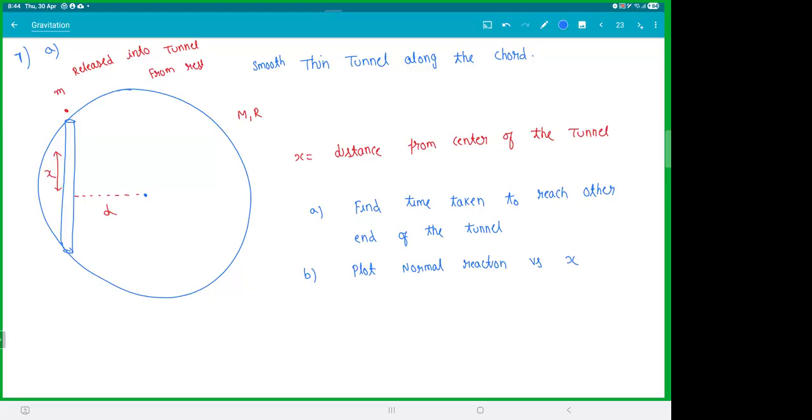Alpha. What alpha? That is d. d is the distance between the center and the center of the tunnel. So if you change the value of d, the position of the tunnel keeps changing, isn't it? If d is 0, the tunnel will be in the center. It becomes a diameter and so on.